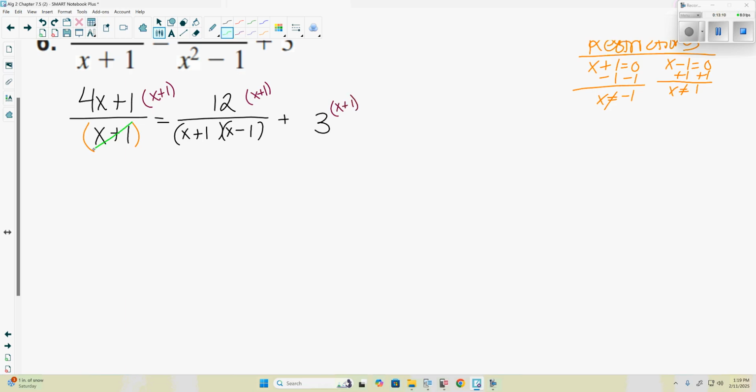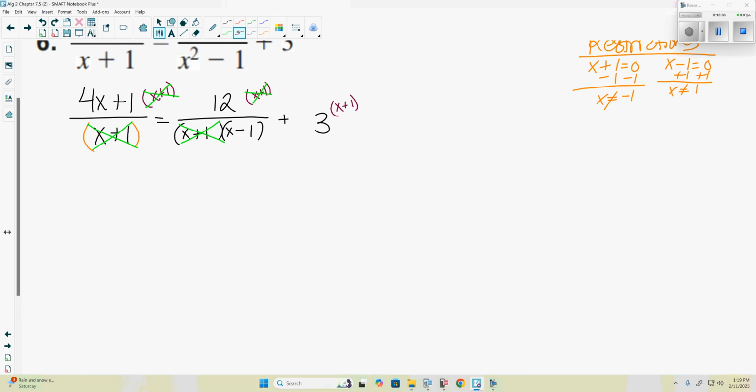And in our far left expression, the x plus 1 and x plus 1 will cancel. In the middle, the x plus 1 and x plus 1 will cancel. The 3 does not have a denominator, so nothing's going to simplify with it. It's just going to be 3 times x plus 1 at the moment. Do we have anything left in the denominators that needs to be simplified out?